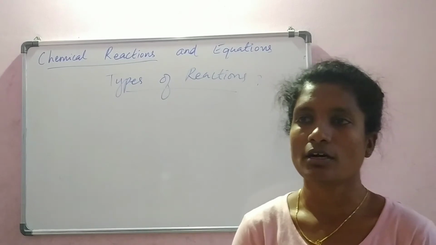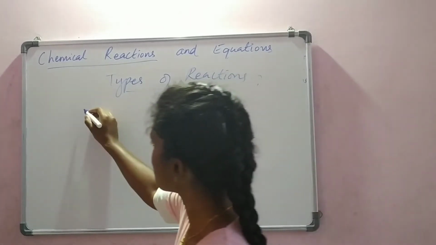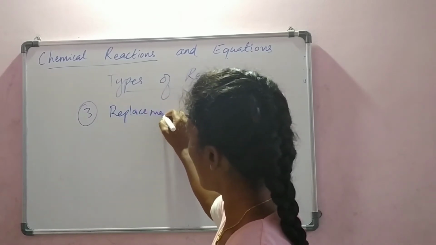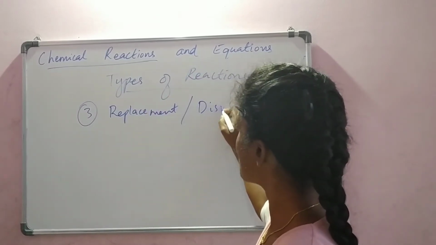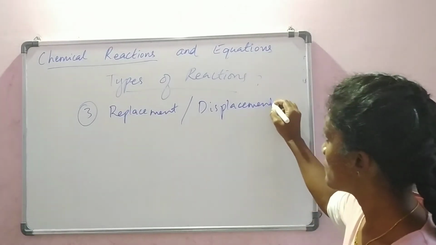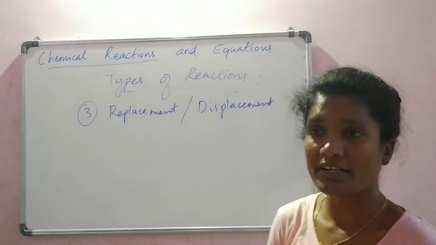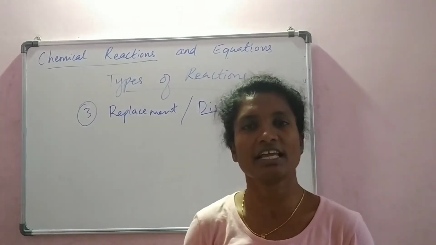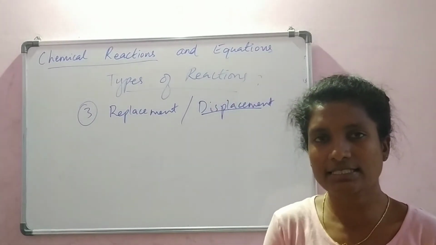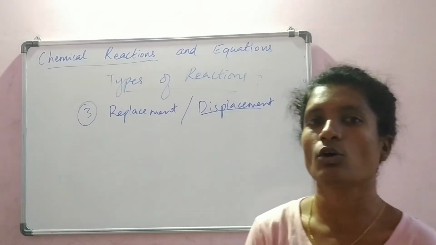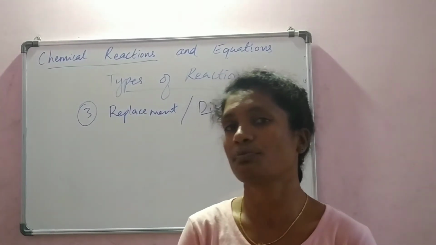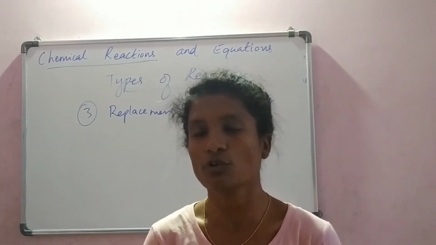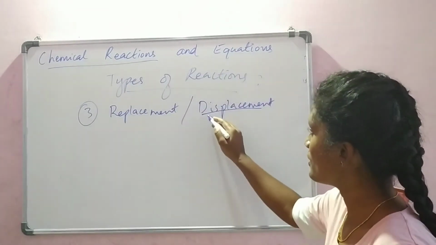So the next type of chemical reaction is replacement or displacement reaction. What is this word displace? Somebody is sitting in a chair, he gets up and another person occupies that space, which is called displace. It can be forcefully, and most of the time it is forcefully. That is called displacement.